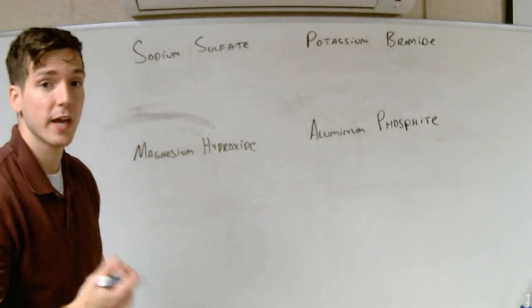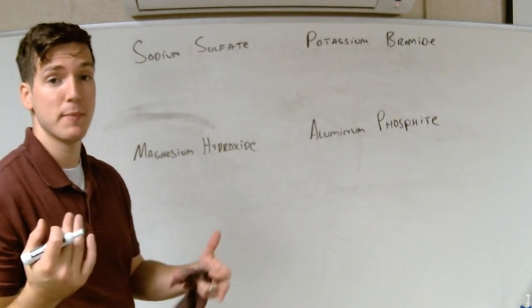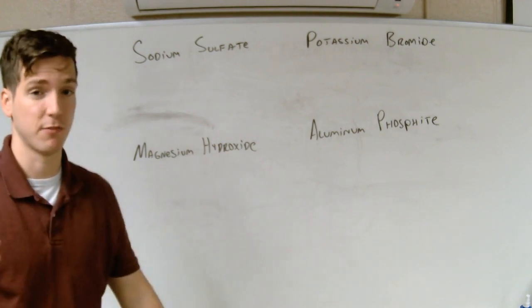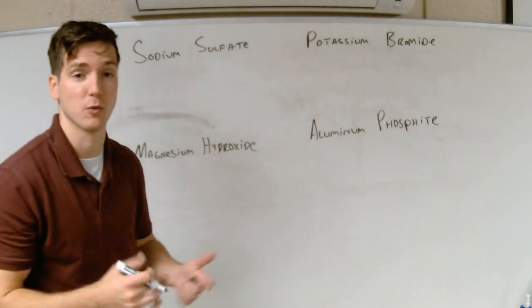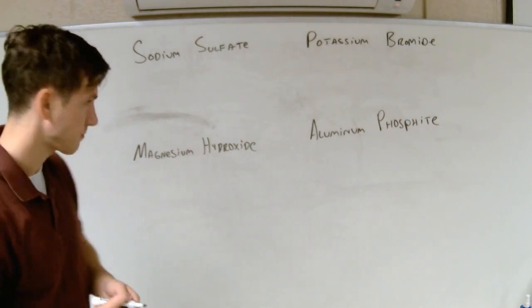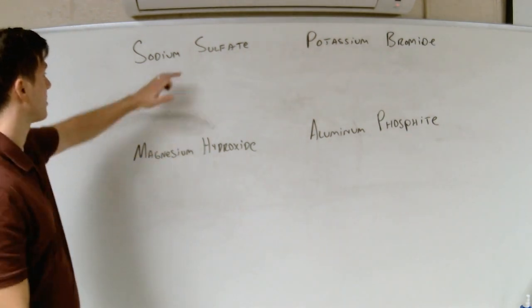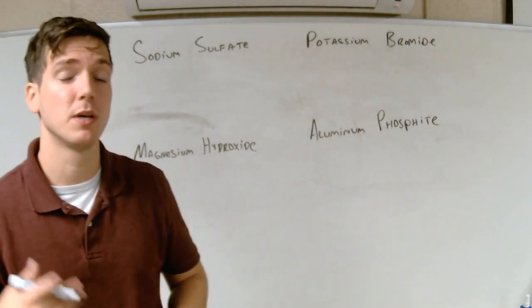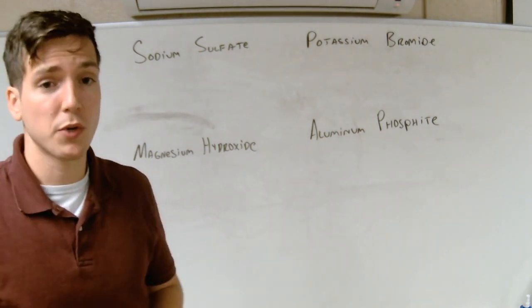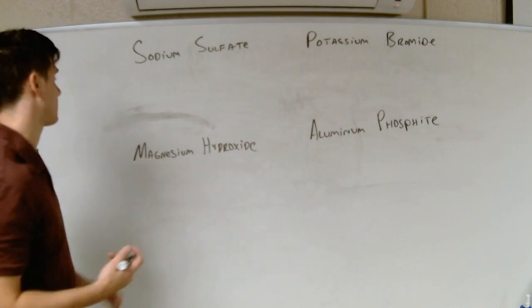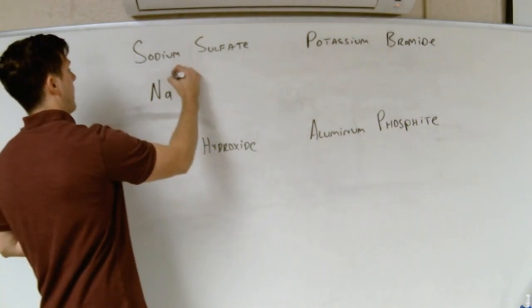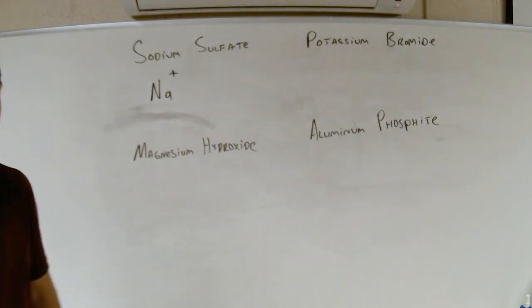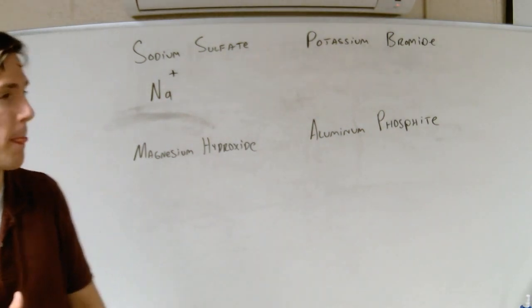All right, now here we have a situation where we're going from name to formula, and I've thrown in some polyatomic ion ones and some regular ones from last time as well. So I'm going to start with this first one up here, sodium sulfate. Sodium, I know. Sodium is just Na, and I'm going to state the charge, which is plus. Okay, sodium sulfate, Na plus.